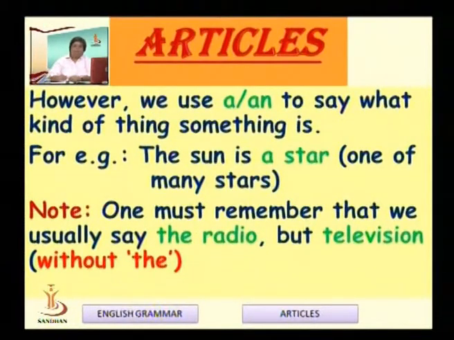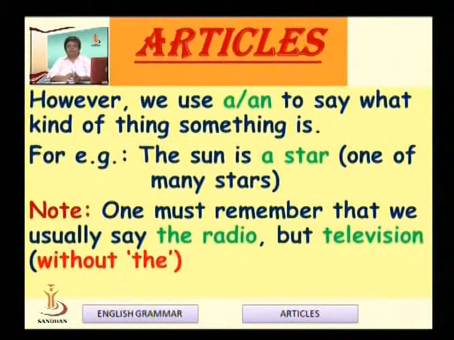Okay. Now, this is an important part once again. However, we use articles a or an to say what kind of thing something is. Type. For that, we have to use the articles either a or an. Let us take a look at the examples. The sun is a star. It is one of the many stars. We all know this very clearly, that there are millions and trillions of stars in space, but sun is also one of the stars. It is a kind of star. So therefore we are using the article a.